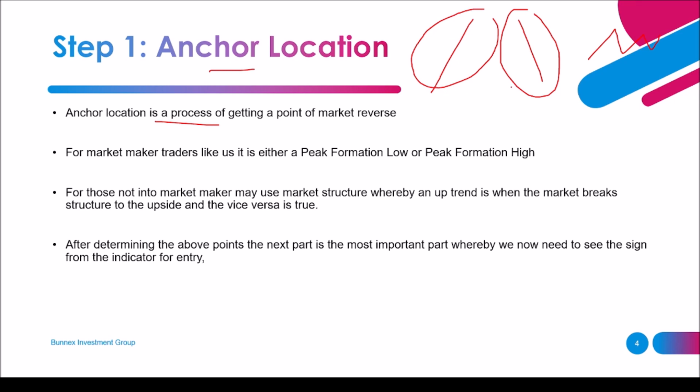After this, we want to locate a point where the market will reverse to the downside after an upside, or to the upside after a downside. For market maker traders like us, it is either a peak formation low or a peak formation high. And those not into the market maker method may use market structure, whereby an uptrend is when the market breaks structure to the upside, and vice versa. Probably you've located a point of reversal, and to confirm if you are now in a new trend, we will need to see a break of market structure to the upside or to the downside.